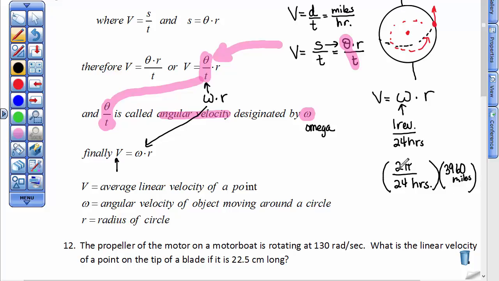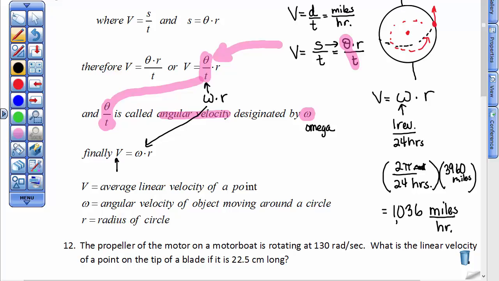When I multiply 2 pi times 3,960, I'd love it if you would do that, hit enter, then divide by 24, you would get 1,036. And then let's talk about the units. See this 2 pi? Yes, it's radians, but remember, radians is a unitless measure. We don't write it. So we multiplied by miles, so that would be in the numerator. We divided by 24 hours.